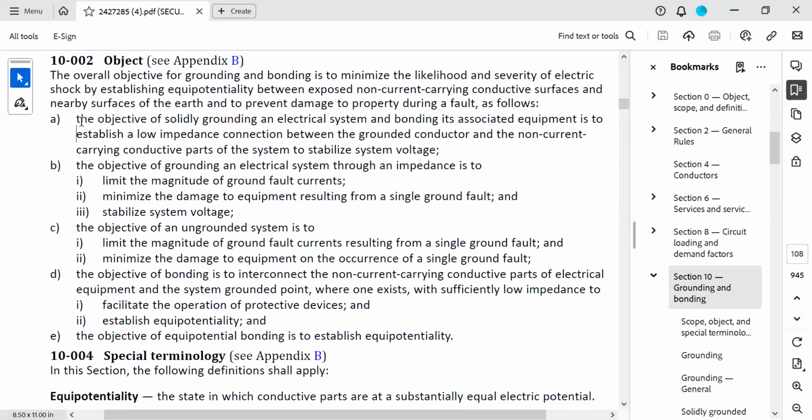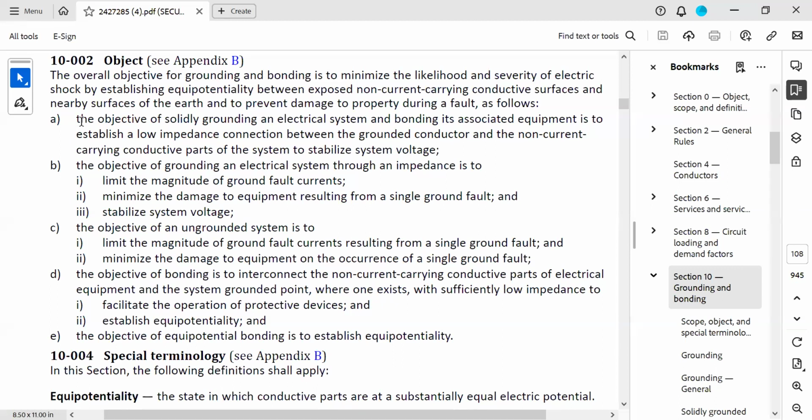So grounding is going to be connected from the source to the earth to provide stable voltages under unbalanced load conditions. It's going to provide reference to ground for the electrical system. It's going to safeguard you and your equipment against any undue voltage stress.